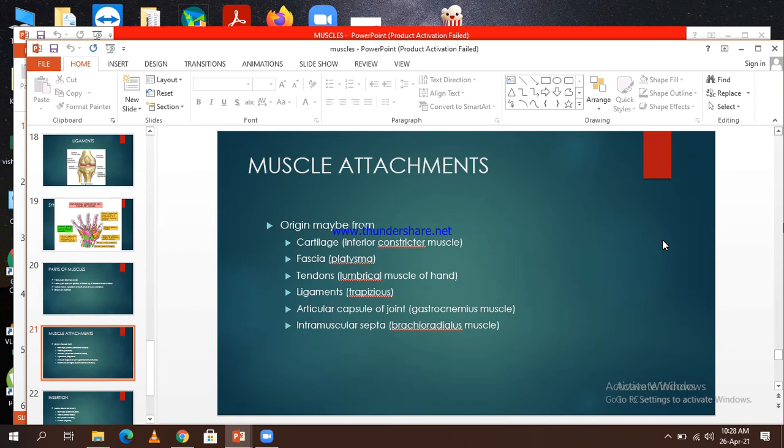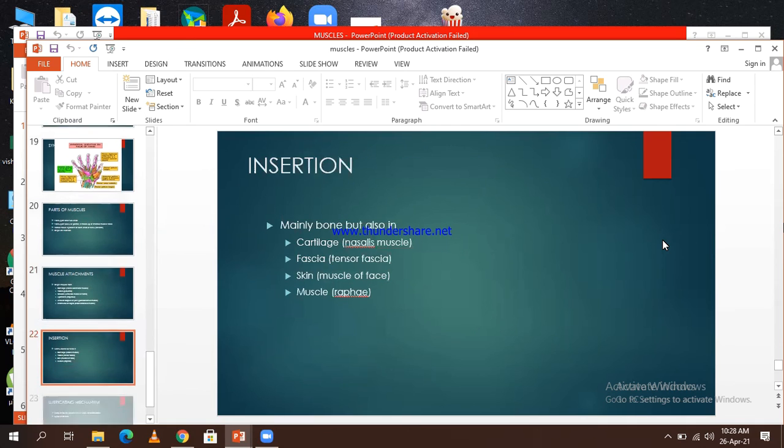So it is not necessary that the muscles always originate from the bone or insert in the bone. They may originate from structures other than the bone. As you have seen in the different examples, it may originate from the cartilage, fascia, tendon, ligaments, articular capsule, or the intermuscular septa. The examples are given in front of each.